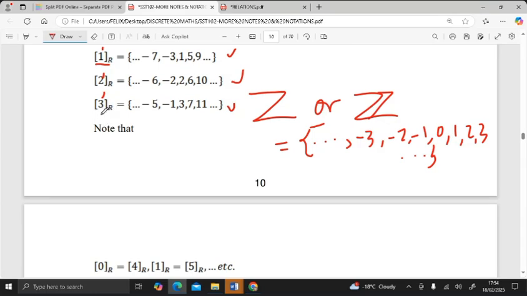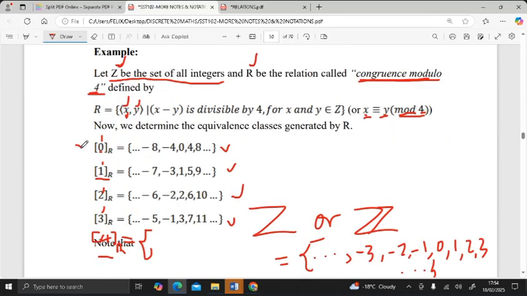0 divided by 4 is 0. This is divisible by 4. 1 minus 5 is -4 divided by 4, that is -1. 1 minus 9 is -8, which is divisible by 4. So all these are what you call equivalence classes. And you'll notice that these ones will not stop there. These will continue, right? But now there is something. They'll continue up to where?